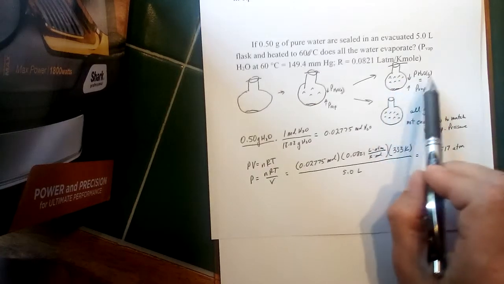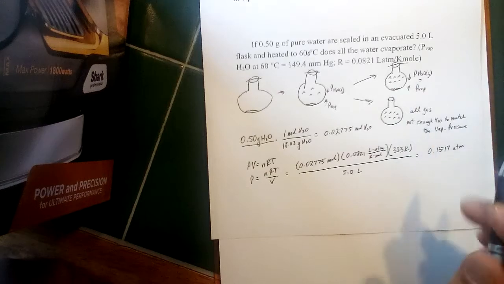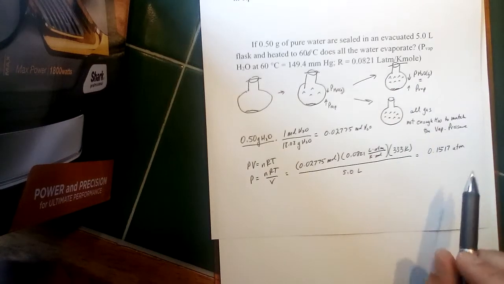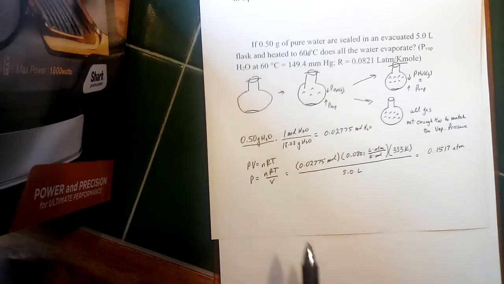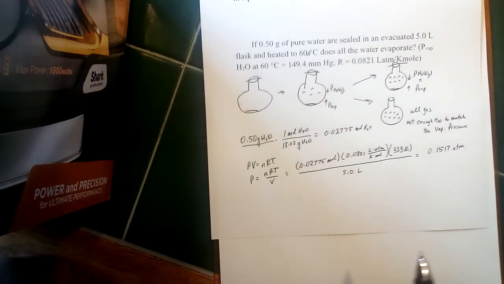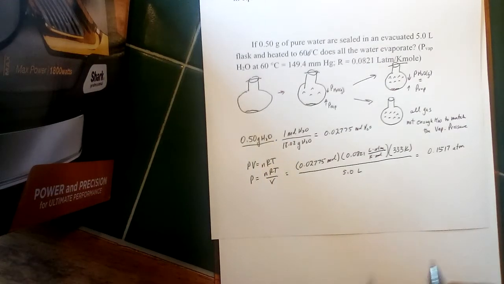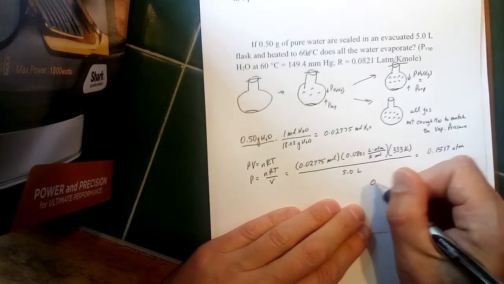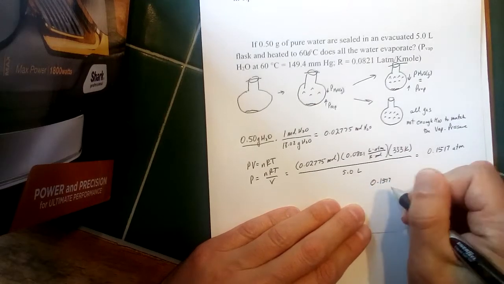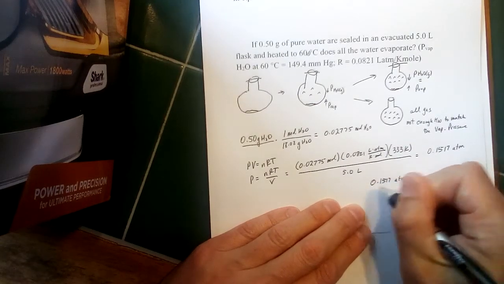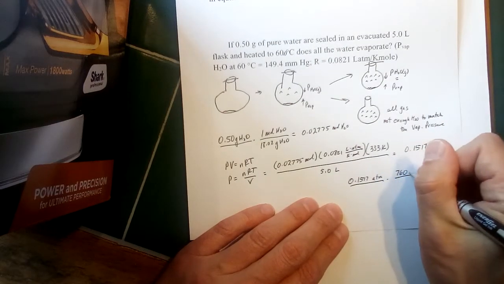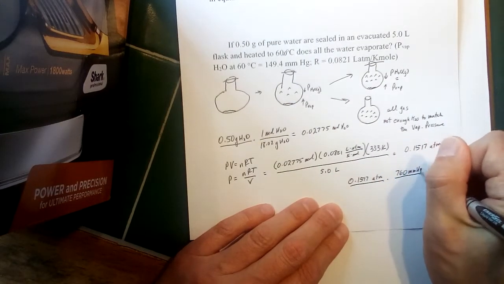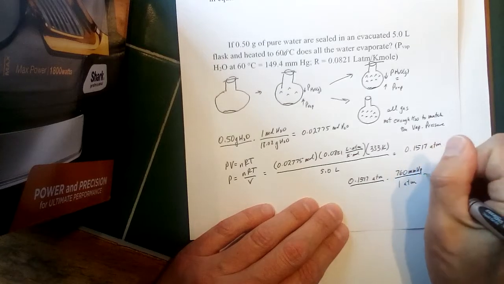Now, if that's right, back up here, we want to see, is that lower than the vapor pressure or higher than the vapor pressure? Because that will be what determines whether we hit equilibrium or not. Now, the vapor pressure given in the problem was in millimeters of mercury. So we need to convert one of these into the other unit so that it's easier to compare. So let's take that answer in atmospheres and convert that to millimeters of mercury. There are 760 millimeters of mercury in 1 atmosphere.